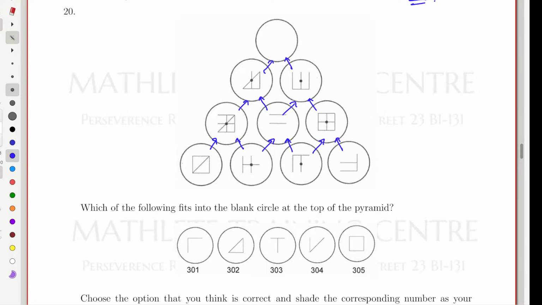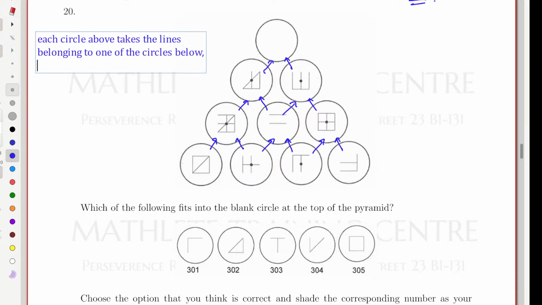Now, how does the pattern combine? The idea is that it takes the part that is in one of the circles at the bottom, but not both. Okay, let me write that down. Each circle above takes the lines belonging to one of the circles below, but not both. Sounds a bit confusing, right? Let me explain and then you can understand.